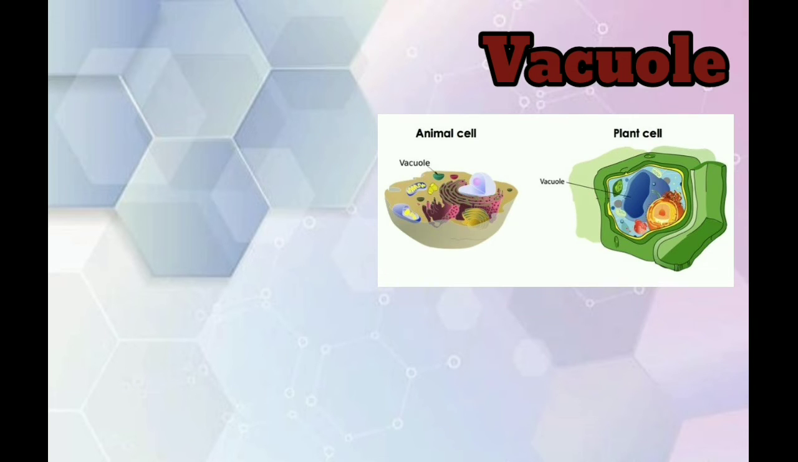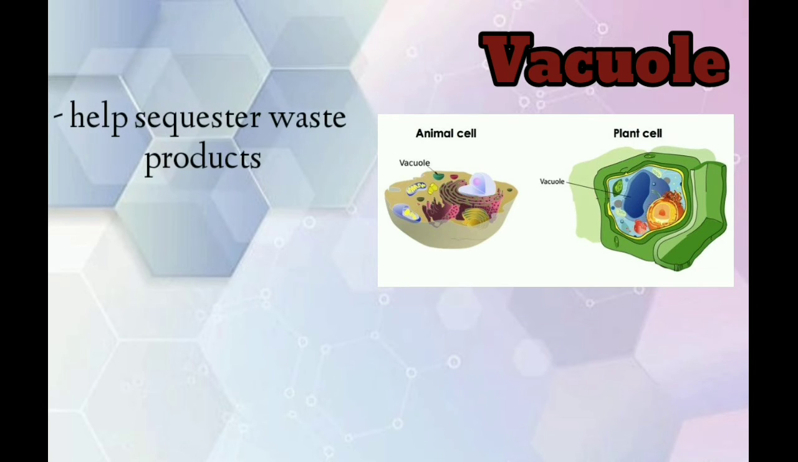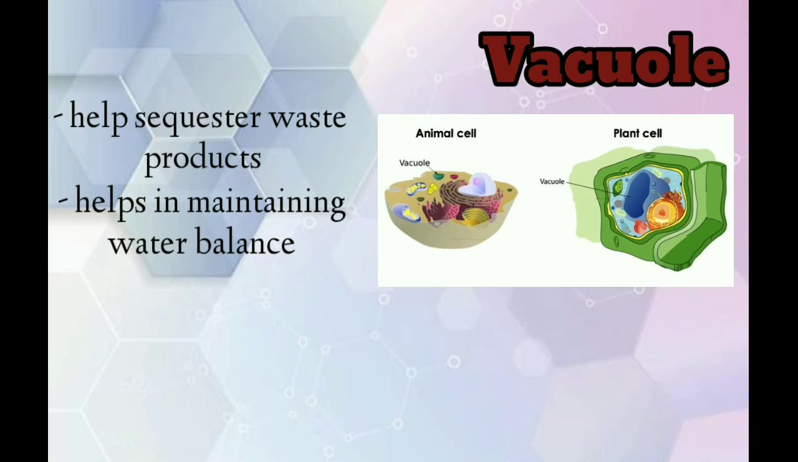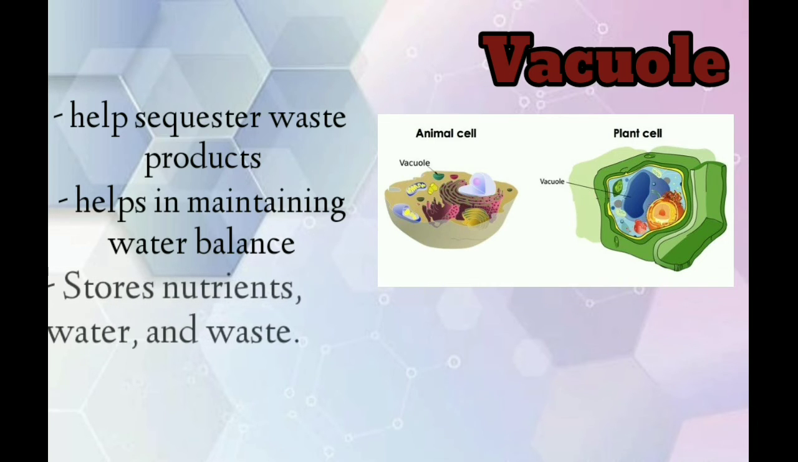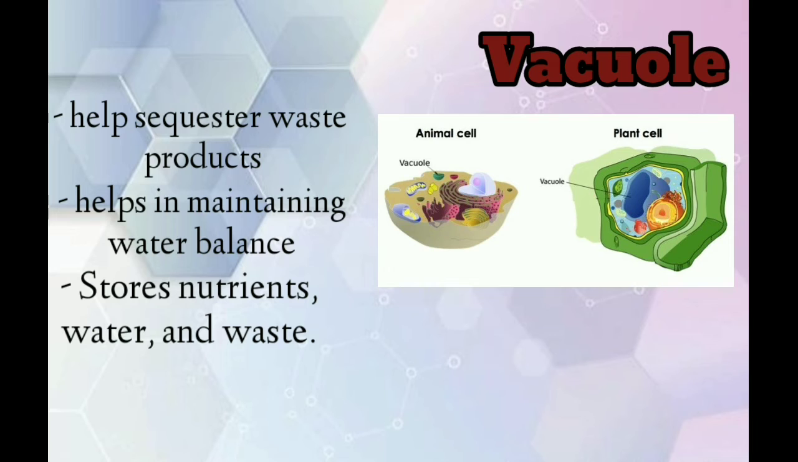Vacuole is a membrane-bound cell organelle. In animal cells, vacuoles are generally small and help sequester waste products. In plant cells, vacuoles help maintain water balance. Sometimes a single vacuole can take up most of the interior space of the plant cell. In animal cells, vacuoles store nutrients and water on which a cell can rely for its survival. They also store the waste from the cell and prevent the cell from contamination. Hence, it is an important organelle.